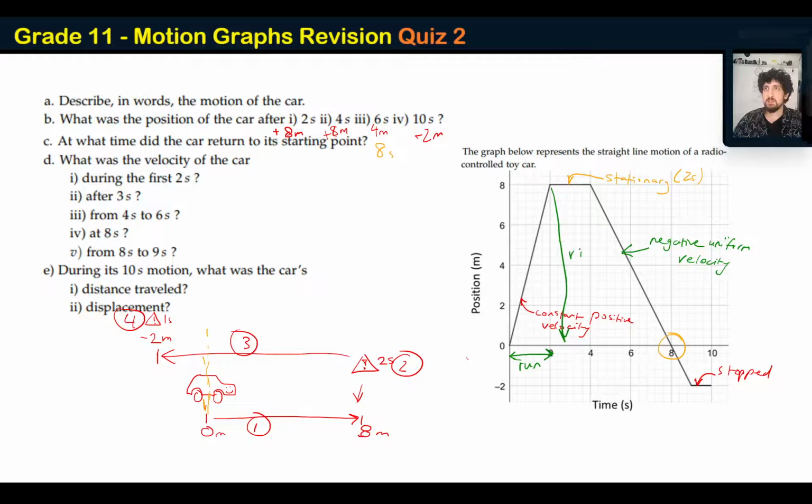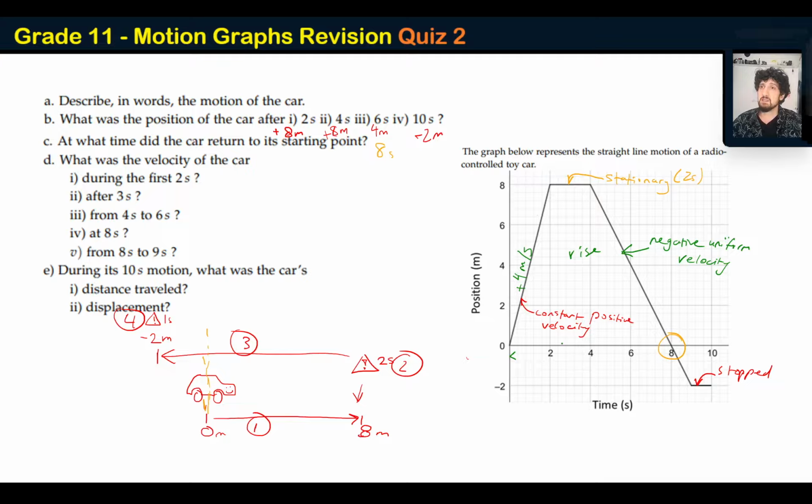Anyway, that's the rise, and that's the run. So it's 8 over 2. 8 over 2 means that's going to be 4 meters per second. So that's going to be plus 4 meters per second. The reason why I said plus is because it's positive, and I want to distinguish between that and that, because that's going to be negative.